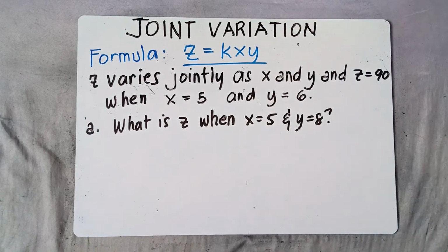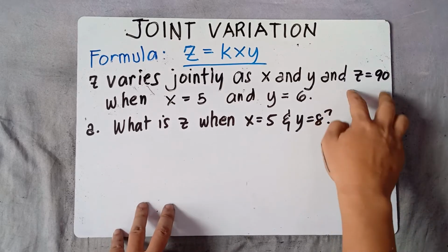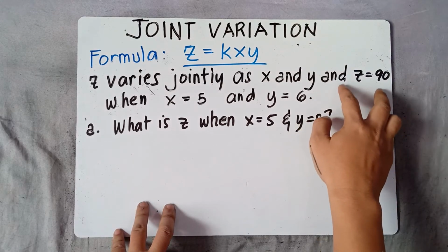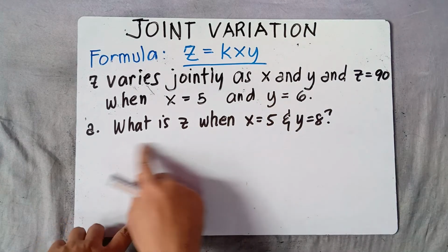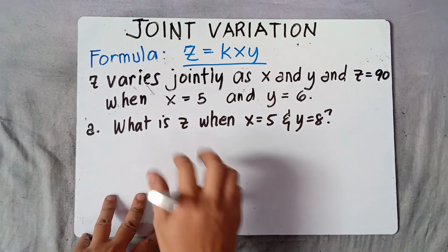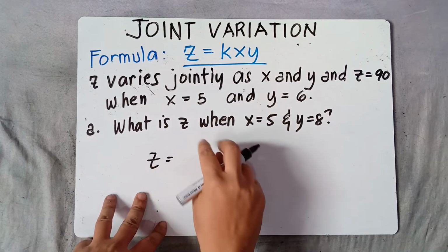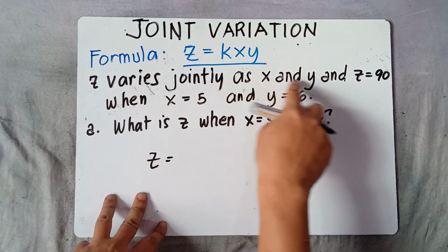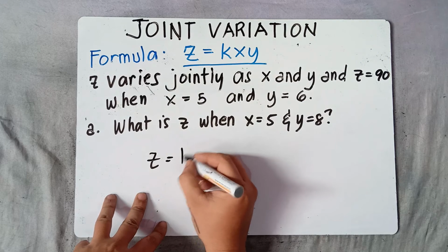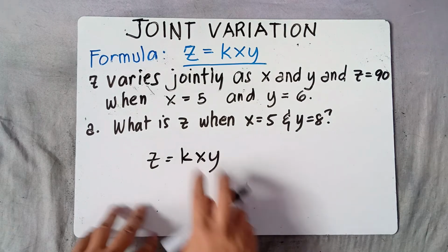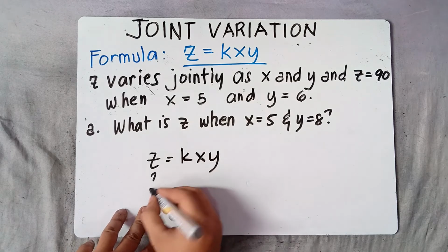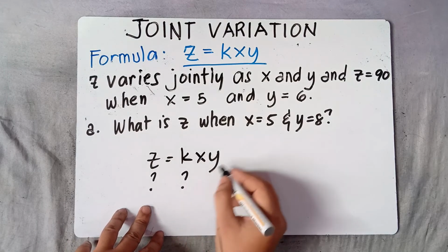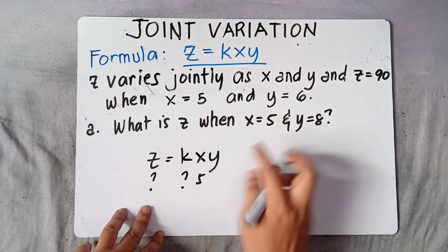So what is Z when x equals 5 and y equals 8, given these numbers? Given in this equation, z equals 90, x equals 5, and y equals 6. So once again, if we solve A, z varies jointly as x and y, same formula. We cannot solve this one. Why, sir? Because we don't have the value of z, and we don't have the value of k, but we have x, which is 5, and y equals 8.